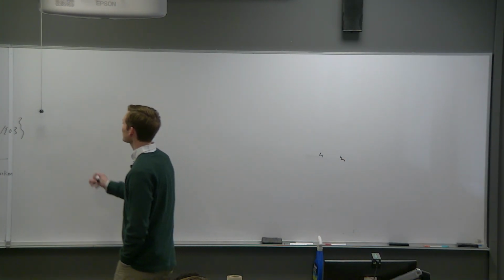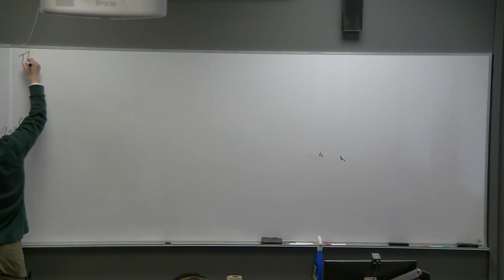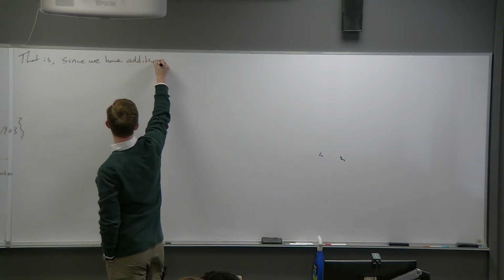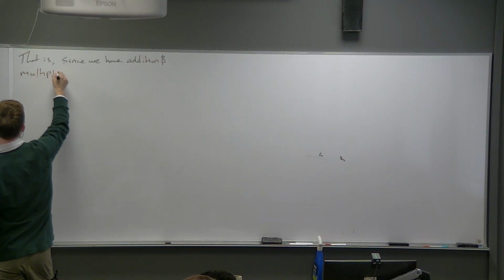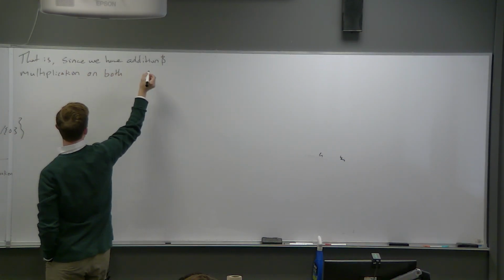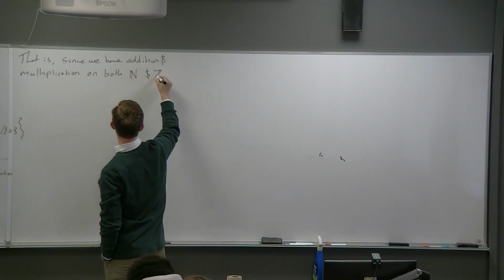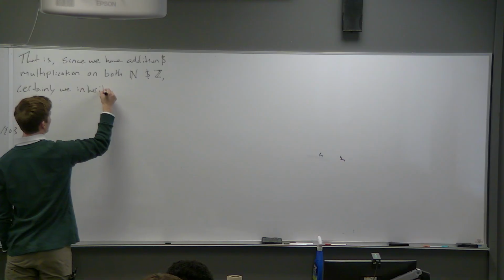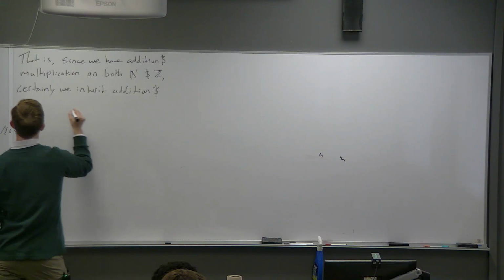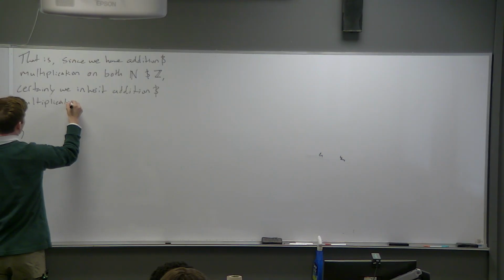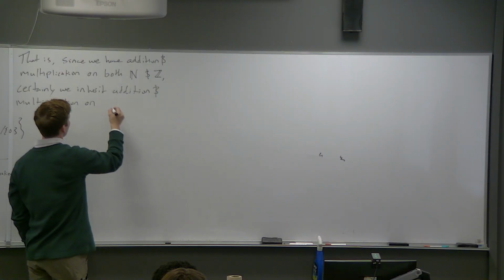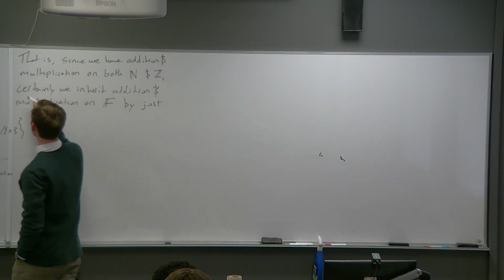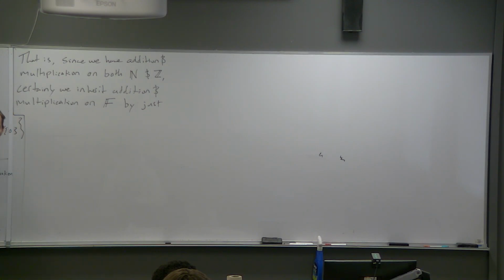So, here's the idea. That is, since we have addition and multiplication on both N and Z, certainly we inherit addition and multiplication on F by just, and now maybe I'm going to make a statement that is going to seem wrong at first, by just carrying it over.